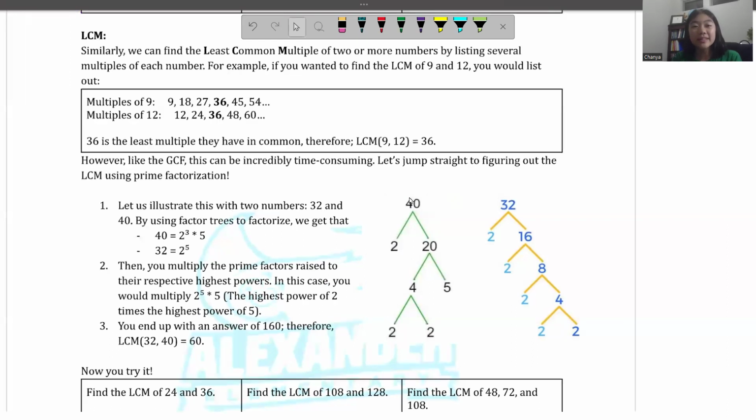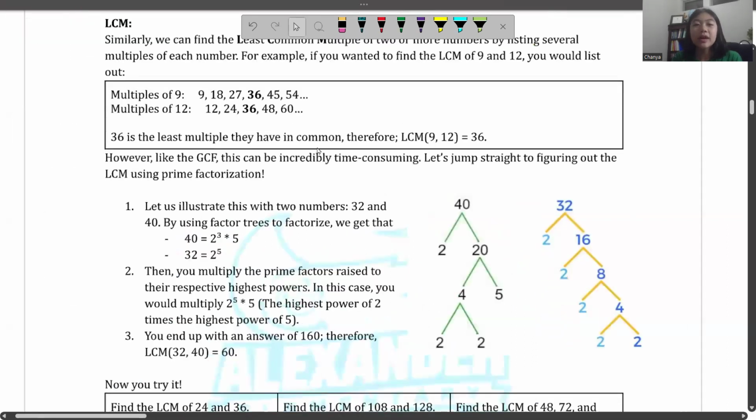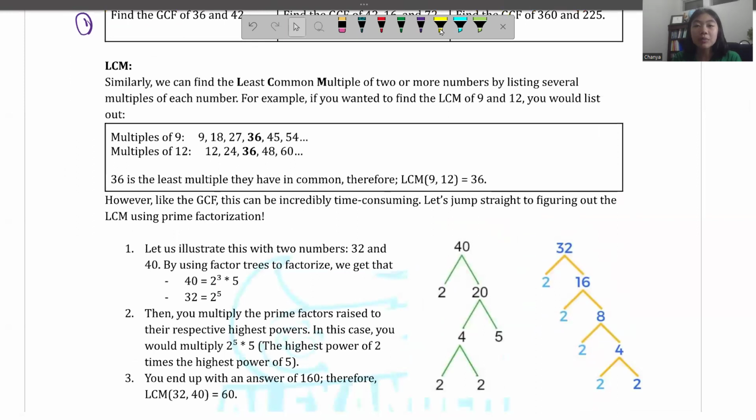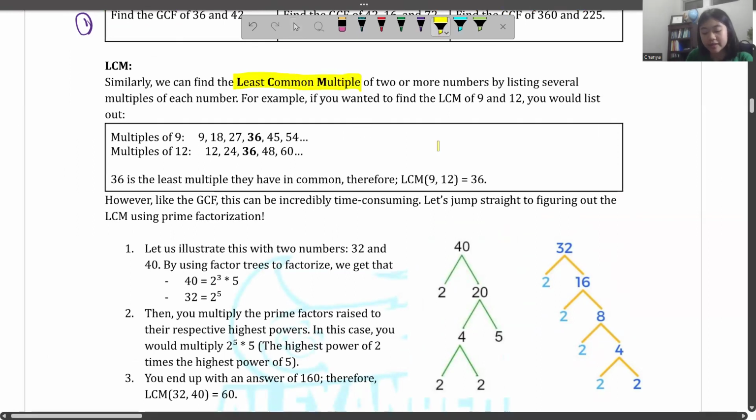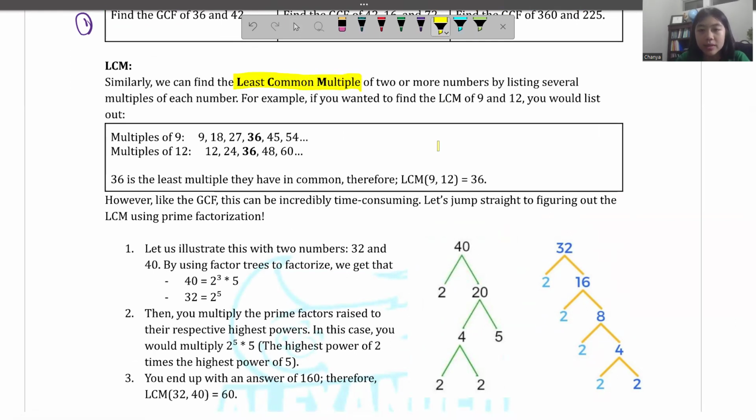So what is the LCM? The LCM stands for the least common multiple, and it's pretty self-explanatory, right? It's the least common multiple that two numbers have in common.